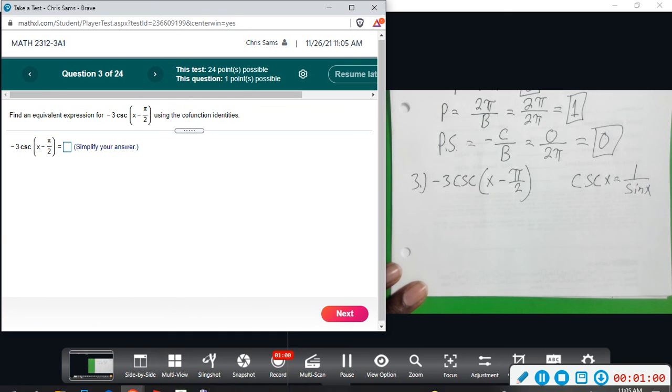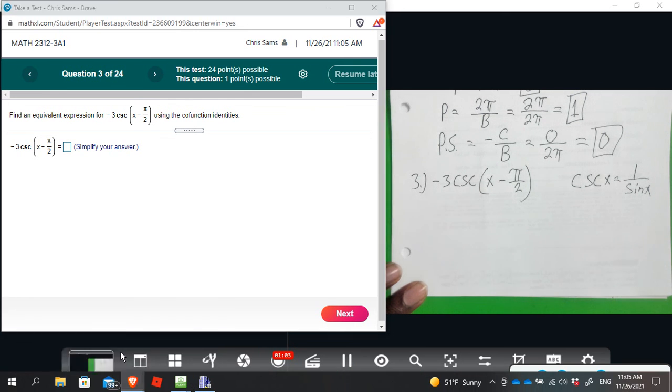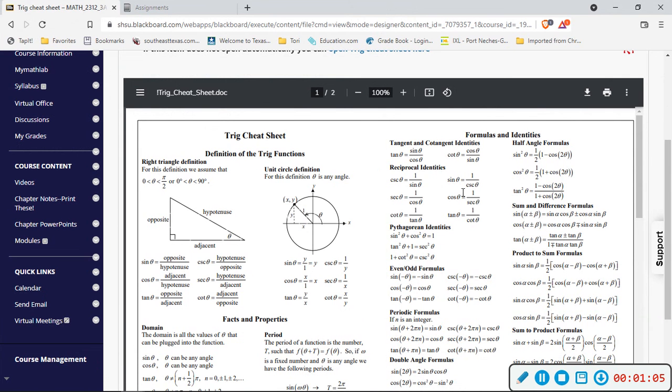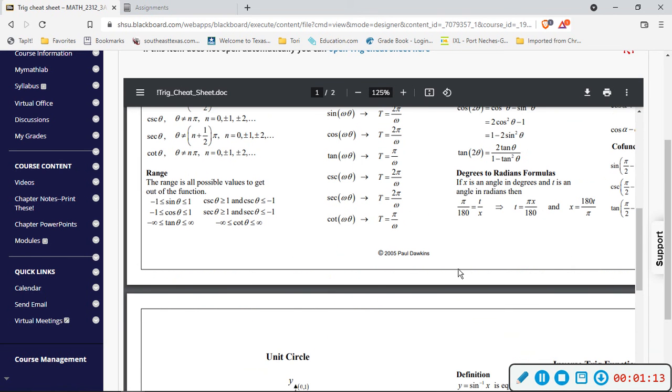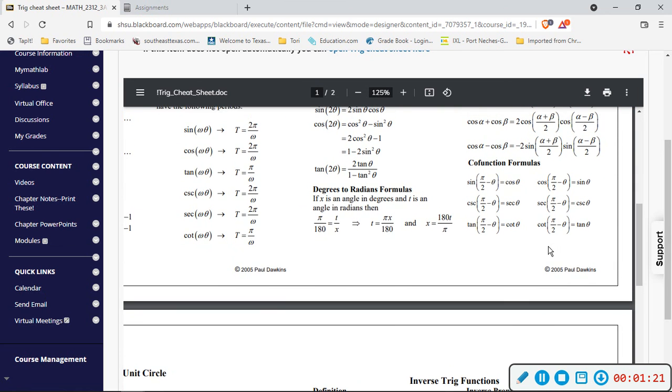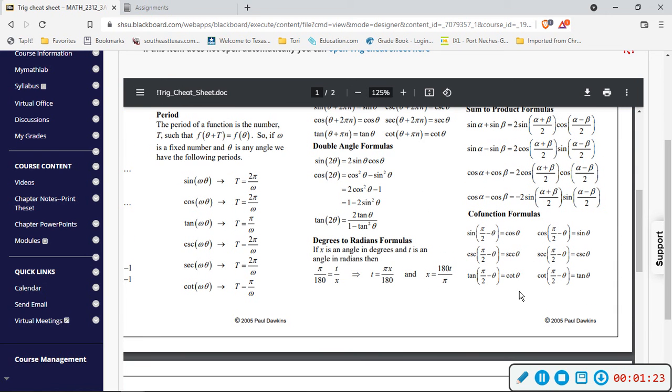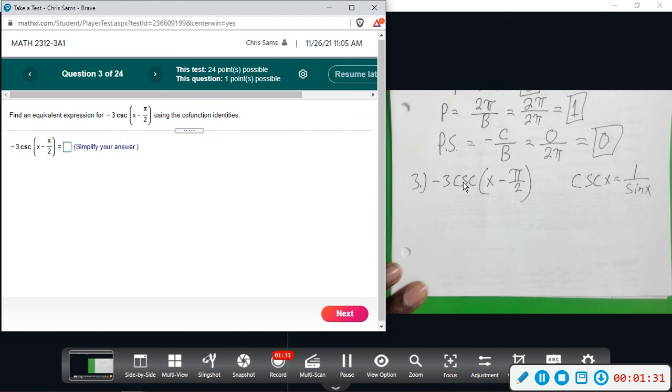So I'm going to go over to the trig cheat sheet, and what we're looking at are the co-function formulas. There we go. So these functions right here are what we're looking for. So notice this is CSC and it's pi minus theta. What we're given is CSC, and it's kind of in the opposite direction. It's theta minus pi, but they use x as the variable.